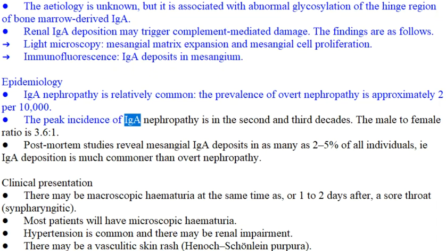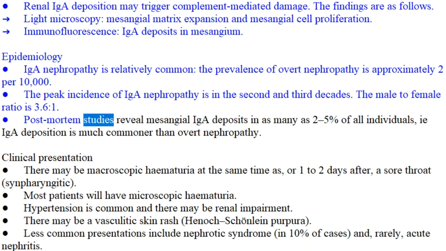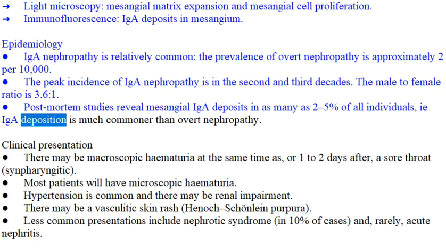The peak incidence of IgA nephropathy is in the second and third decades. The male-to-female ratio is 3.6:1. Post-mortem studies reveal mesangial IgA deposits in as many as 2–5% of all individuals, i.e. IgA deposition is much commoner than overt nephropathy.